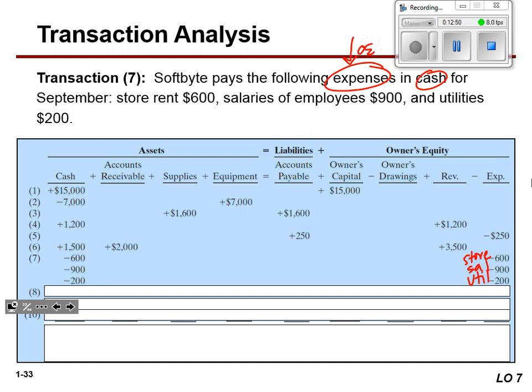Could I have lumped these 3 into 1 minus cash? I could have. I think it's important we leave these separate though so that we know who they're going to separately. On a test, if you would have taken 600 plus 900 plus 200, so in other words minus 1,700 there, if you would have done 1 minus cash and 3 minus expenses, I would not take points off on that. But if you like it that way, that's fine too.